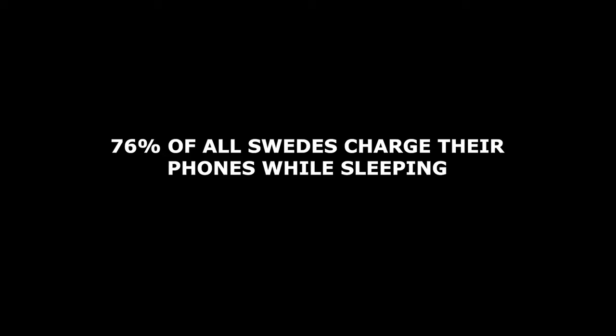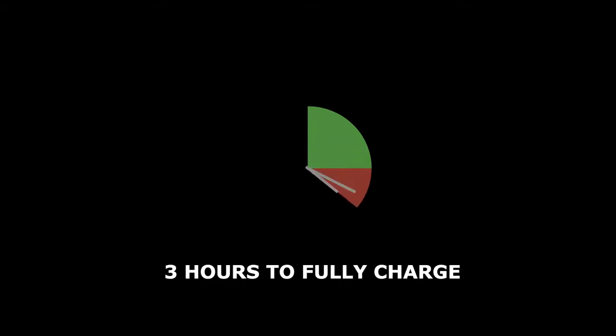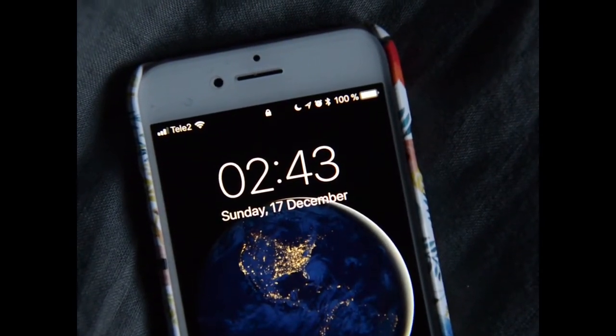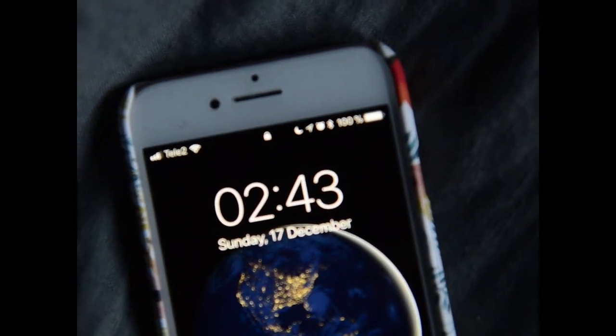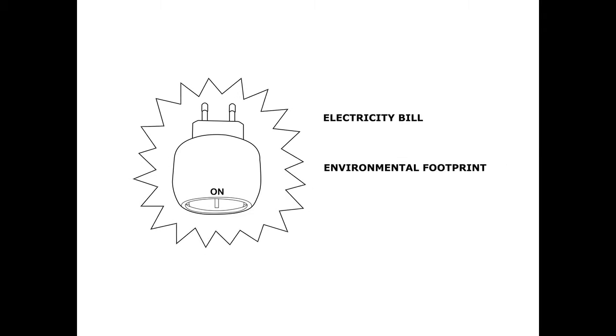76% of all Swedes charge their phones while sleeping. The average person sleeps 8 hours a night. Mobile phones require 3 hours to fully charge. This equals 5 hours of unnecessary electricity waste. Instead, Sacra cuts electricity when needed, and therefore reduces your electricity bill, your environmental footprint, and also eliminates the risk of overheating the charger.